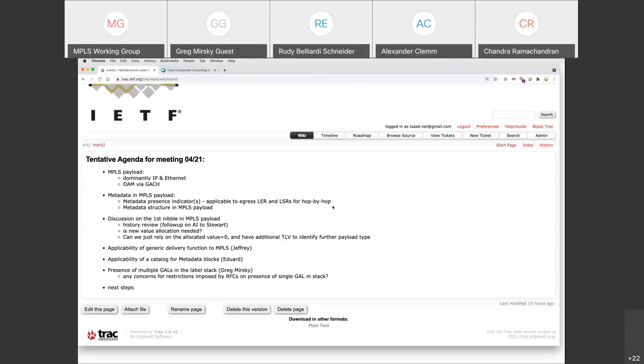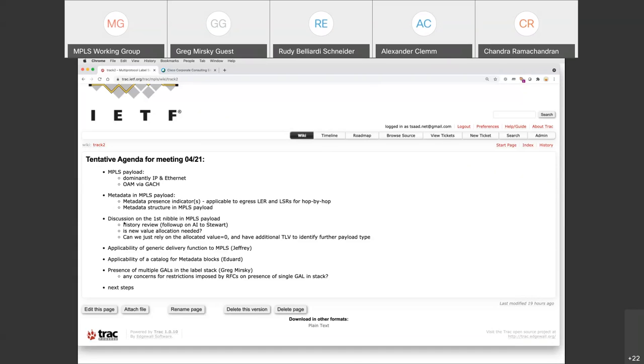The agenda today is as such. We will talk about the MPLS payload, the metadata in MPLS payload. Discussion on the first nibble, this is a continuation from last time, the applicability of the generic delivery functions to MPLS.